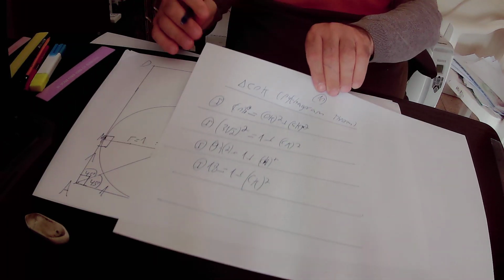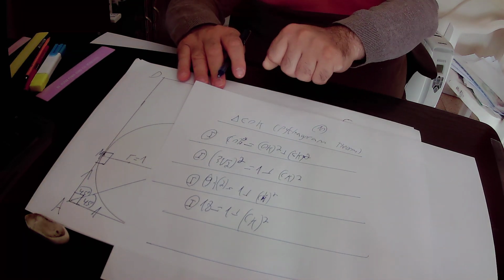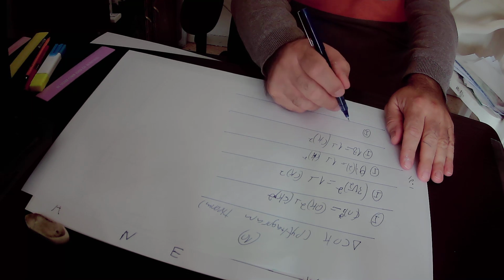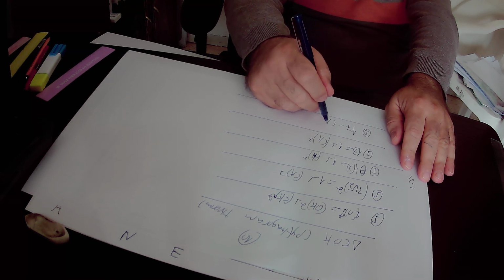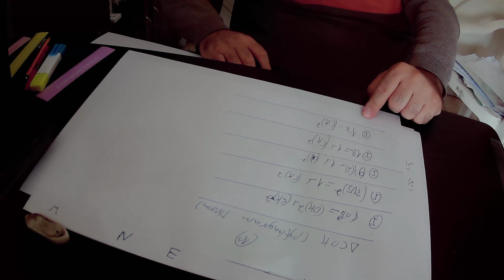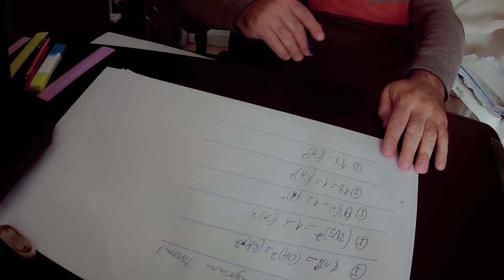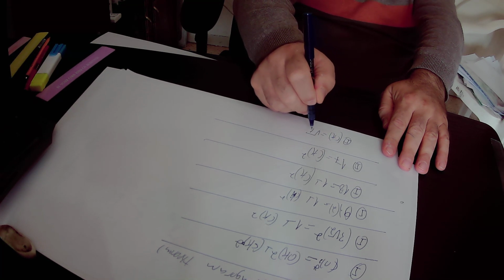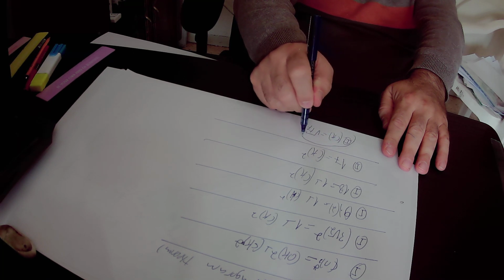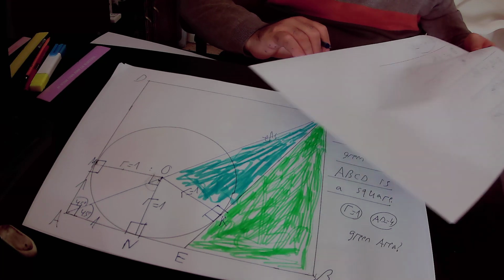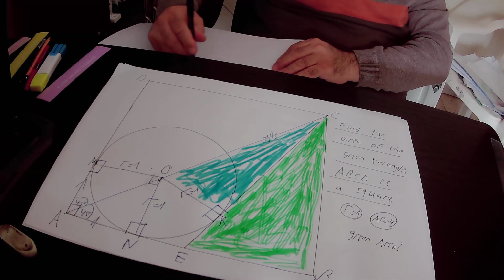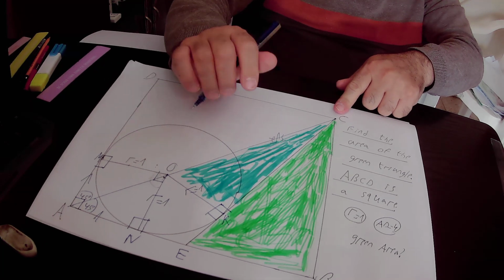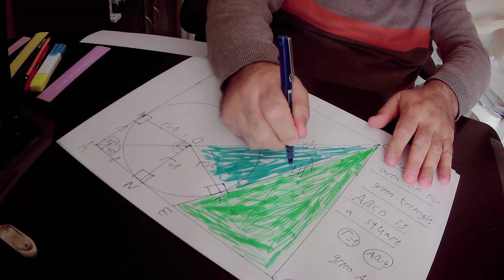Here we will subtract 1 from this equation, equation number 1, and we will get that 18 minus 1 is 17. So we got that 17 equals CK squared. Here we take a root out of this equation, and we will get that CK equals square root of 17 units. Found out the value of CK. Here CK equals the square root of 17 units.